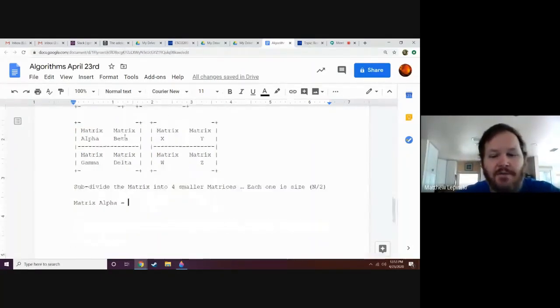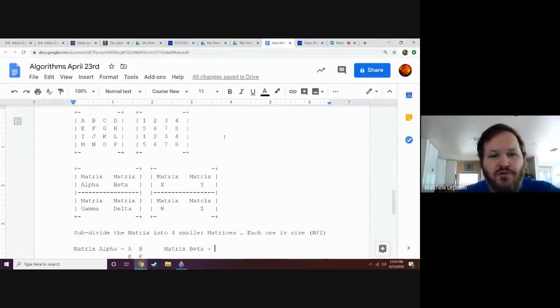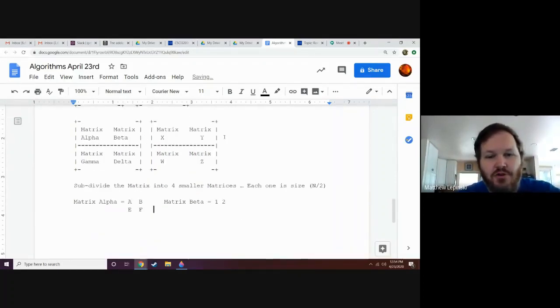So basically matrix alpha is equal to A, B, E, F, right? So this is A, B, and similarly matrix beta is equal to 1, 2, 5, 6. Okay. So does this subdivision make sense?